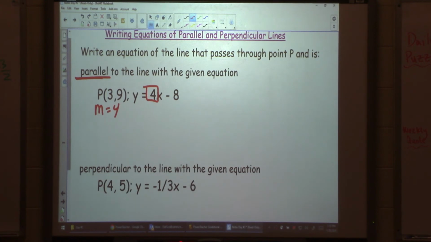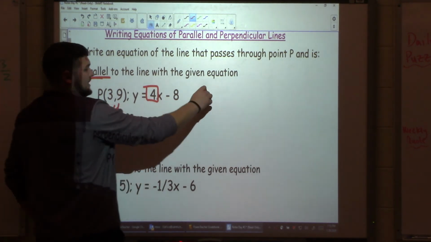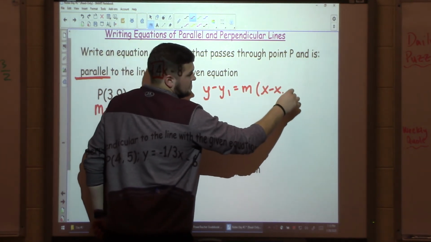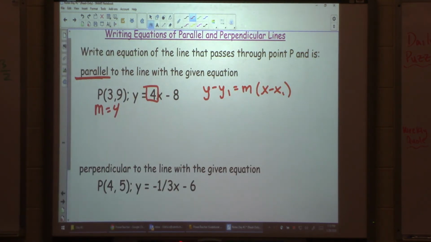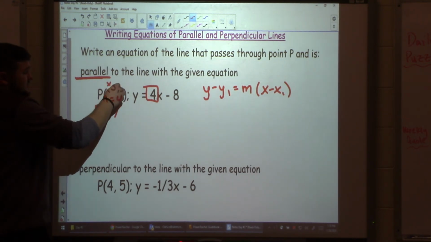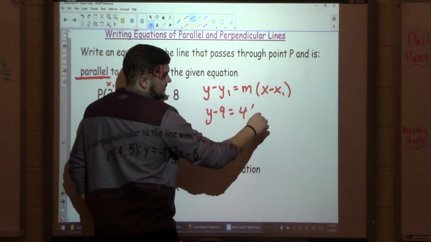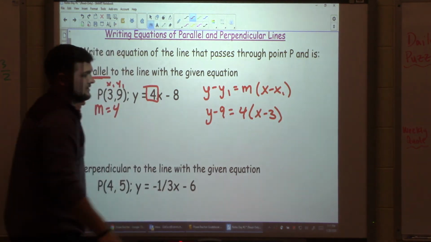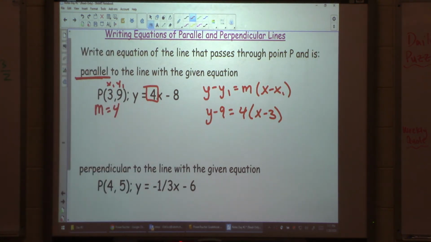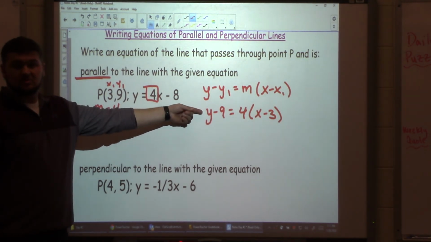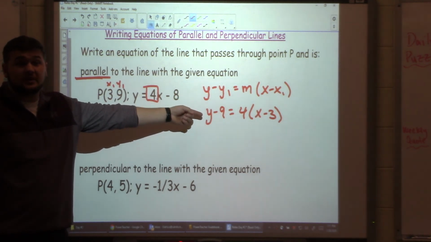Well, let's plug it into point slope form then, right? Y minus y1 equals m times x minus x1. Well, plug in your values, right? 3, 9 is my x1, y1. So I get y minus 9 equals 4 times x minus 3. Is that an acceptable answer, you think? What I just wrote right here? Is this an equation for that line? Yeah, it's in point slope form, it's an equation.